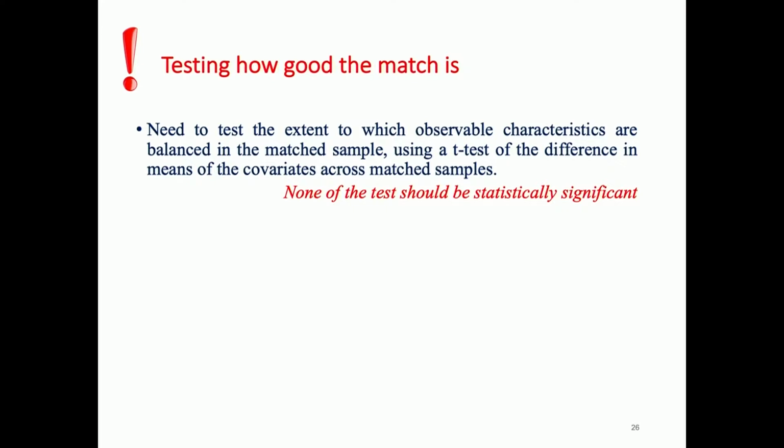So we need to compare the average or mean value of all the X's in both groups. For instance, if I am including age, I want to be sure that the mean of the age in my treatment group is not statistically different from the mean of the age in my control group. If I'm talking about years of education, I want to be sure that the mean of education years in my control group is not different from the treatment group.